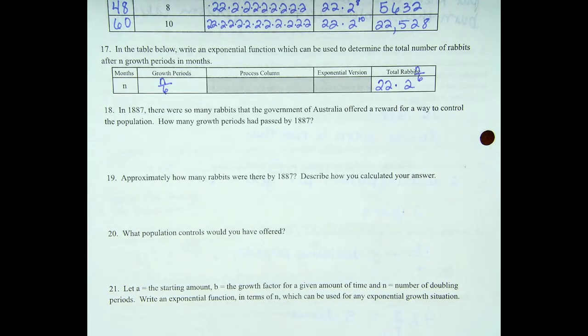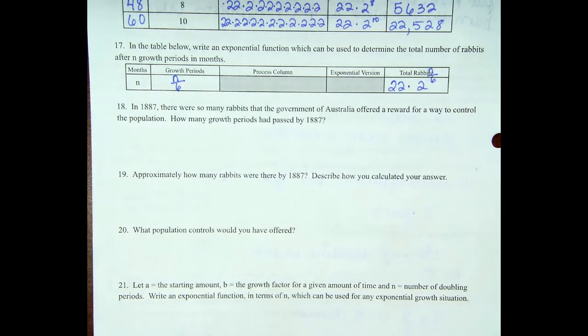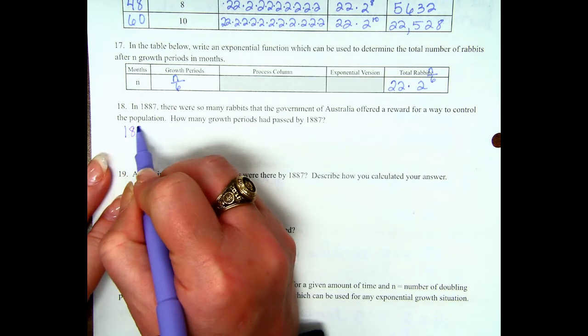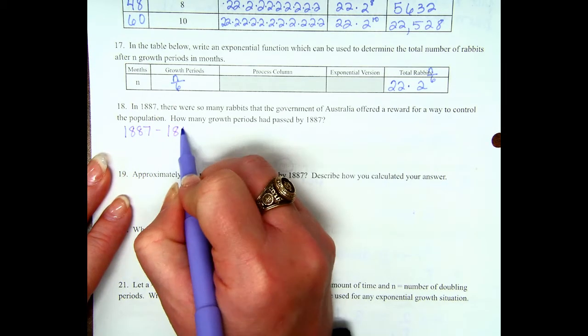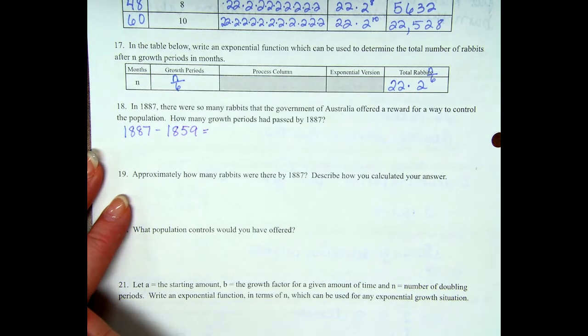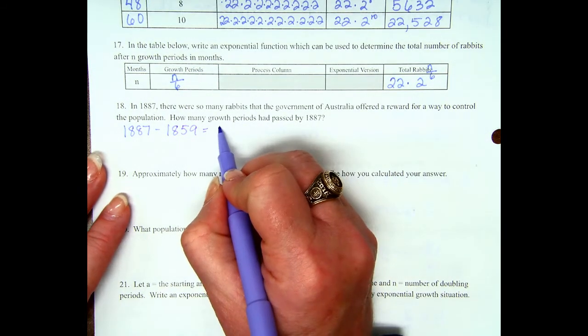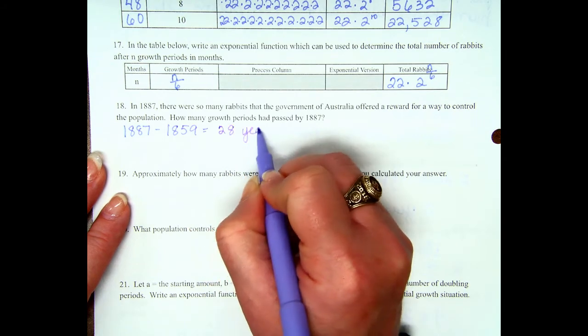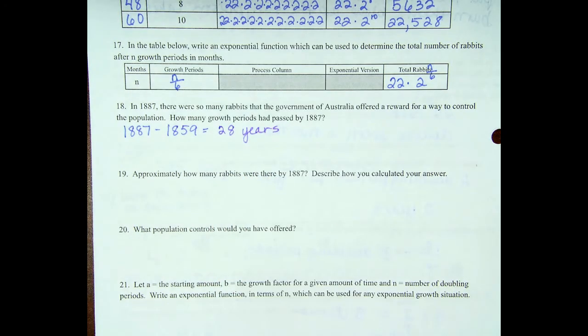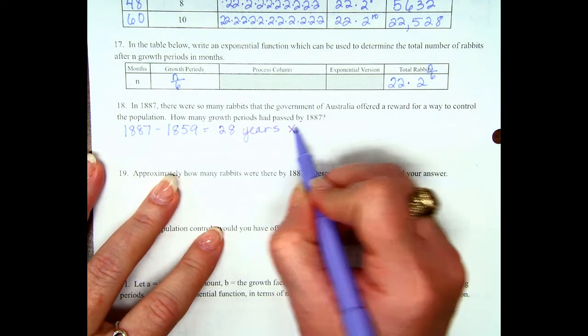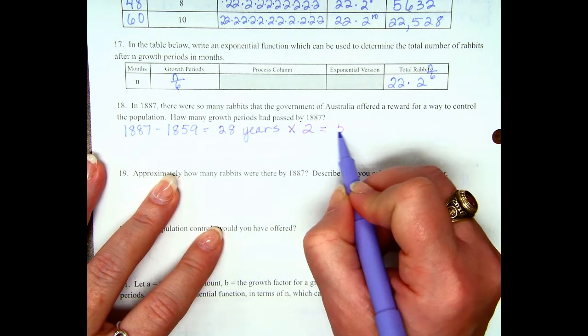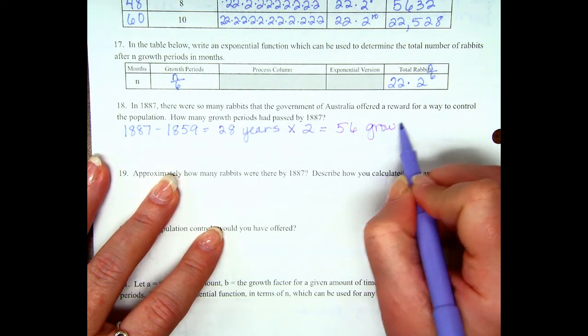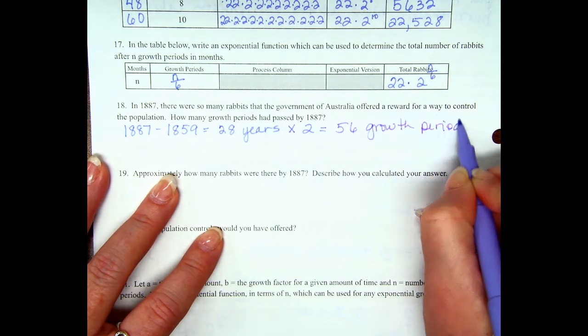In 1887, there were so many rabbits that the government of Australia offered a reward for a way to control the population. How many growth periods had passed by 1887? So we started in 1859. Let's subtract 1859 from 1887 to figure out how many years that was. So we get 28 years. How do we figure out how many growth periods there are? There's 2 in every year. So 56 growth periods. Wow.